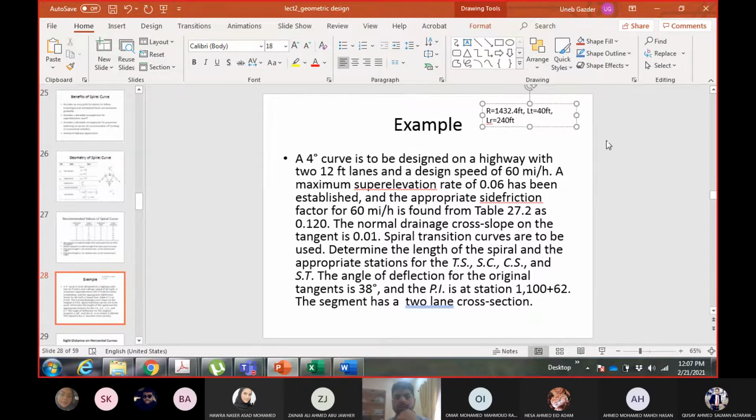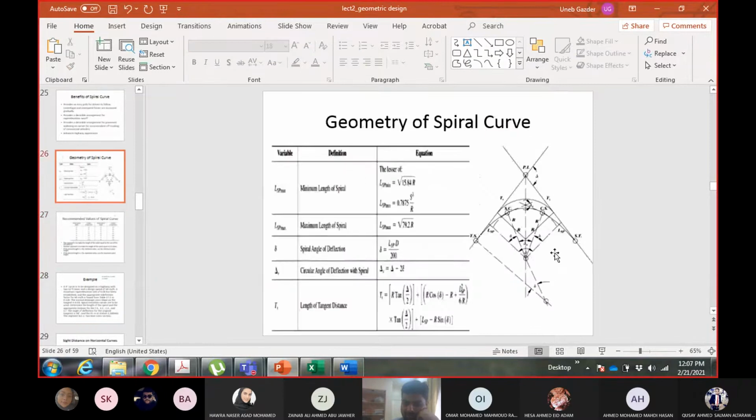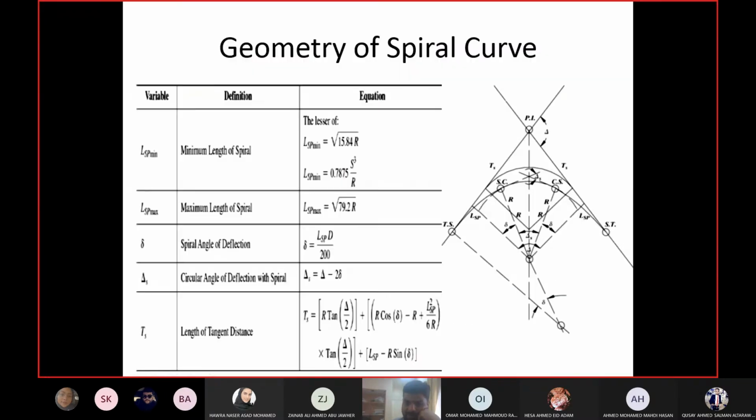Now let me explain the geometry again. I explained it in the previous lecture as well, but I'll do it again. We are required to calculate the stations of these points: TS, SC, CS, and ST. TS means tangent to spiral, so this is the start of the spiral curve. SC means spiral to curve, so this is the end of the spiral. Between TS and SC, the start point and the end point, we have the length of the spiral curve. Then we have the circular curve.